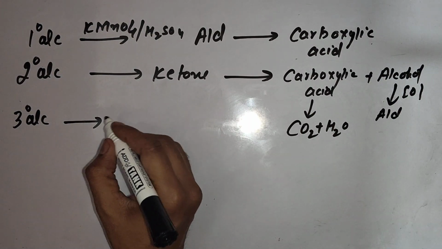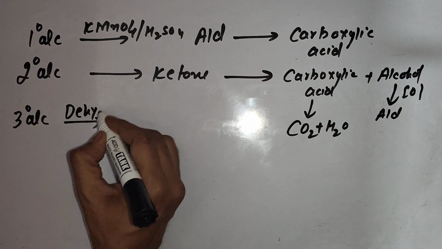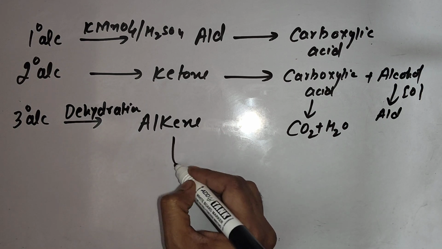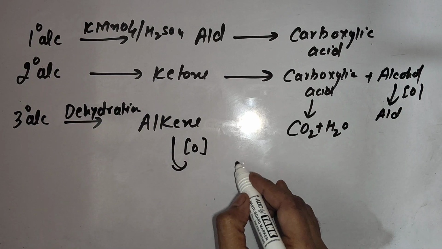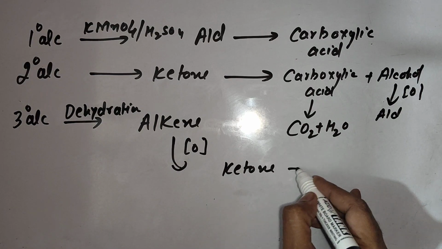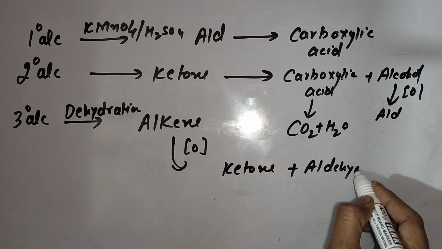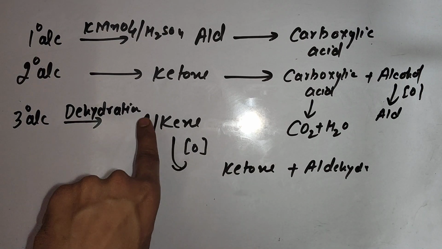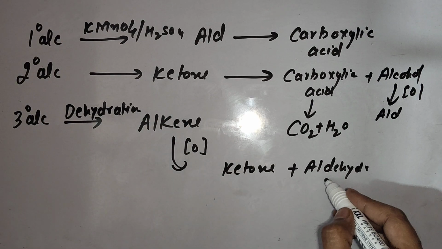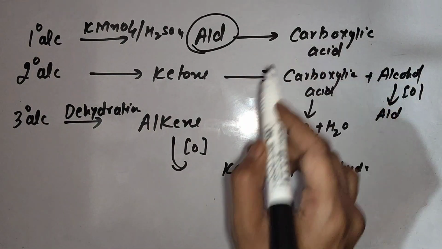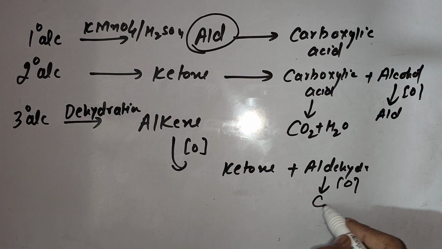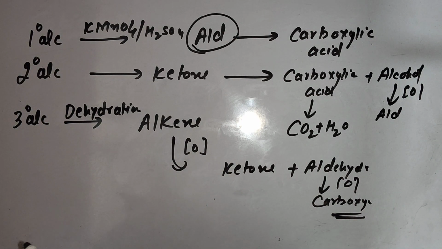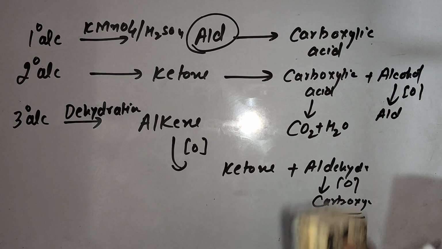Concentrated sulfuric acid is required, which will first do dehydration of it, making an alkene, and that alkene will be oxidized by KMnO4 into ketone or aldehyde, depending on the condition of the alkene. It is not necessary that aldehyde will always be generated, it depends on the alkene. If aldehyde is generated, we know aldehyde can also be oxidized by KMnO4 to carboxylic acid, so further oxidation will happen. So this was the summary that we covered yesterday. Now let's go for the mechanism part.